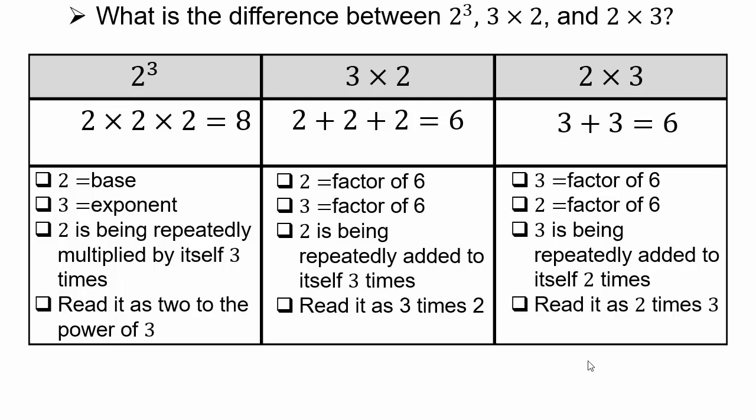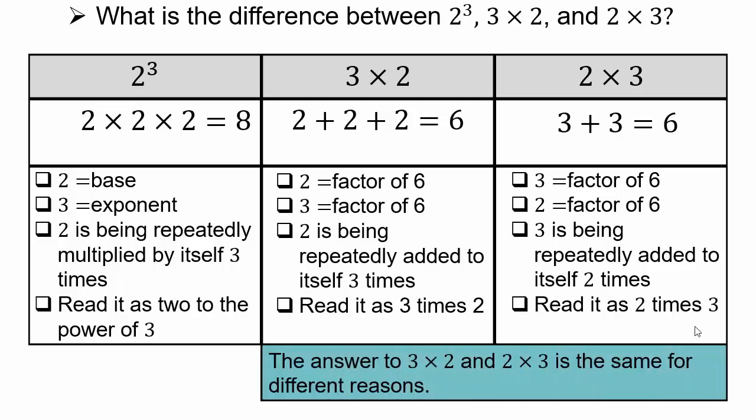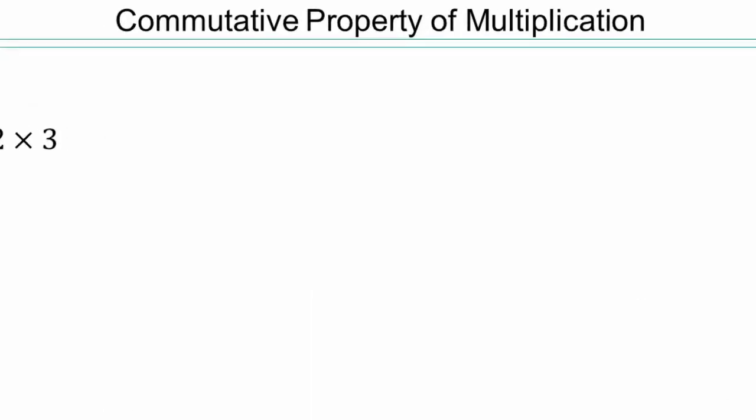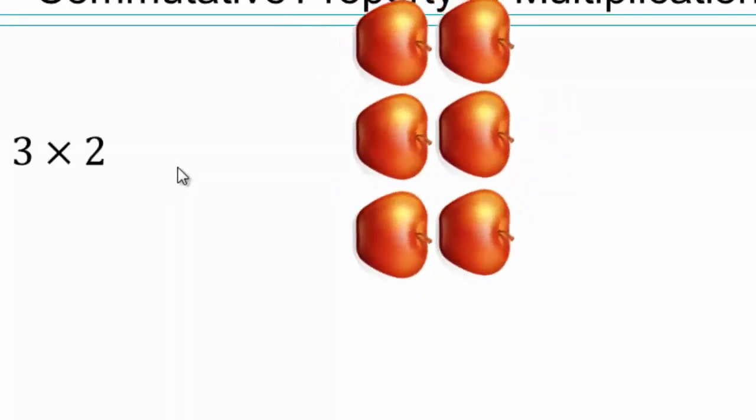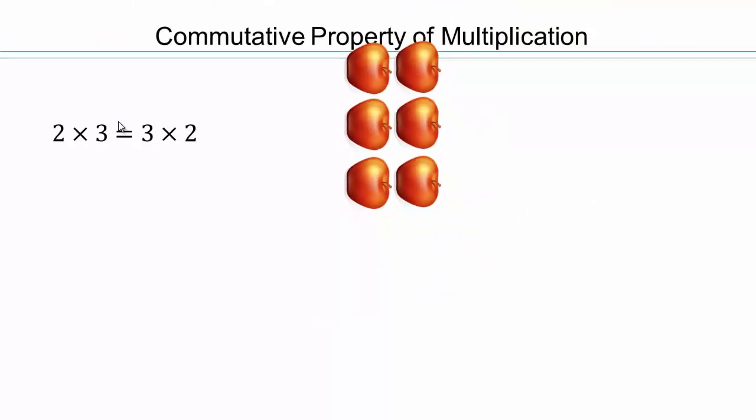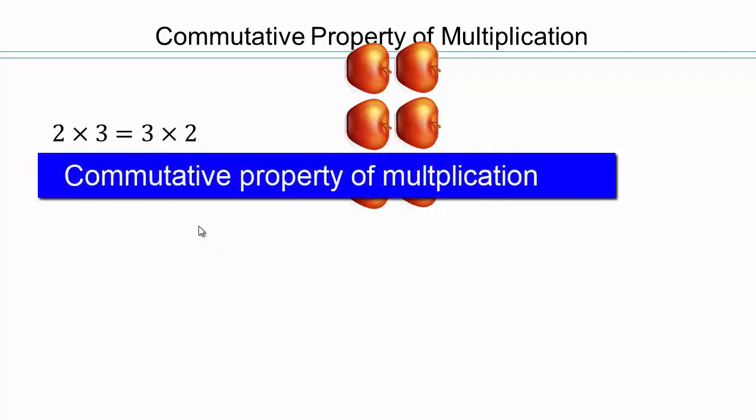So the answer to these 2 columns, 3 times 2 and 2 times 3, is the same, but for different reasons. Do you see that? So it's very important to be clear in the understanding of which notation does what. All right, let's talk about commutative property of multiplication. We know 2 times 3 is 2 rows of 3 objects. We can also write 3 times 2 as 3 rows of 2 objects, both of those giving us 6 as the product. And this property where 2 times 3 equals 3 times 2 is called commutative property of multiplication.